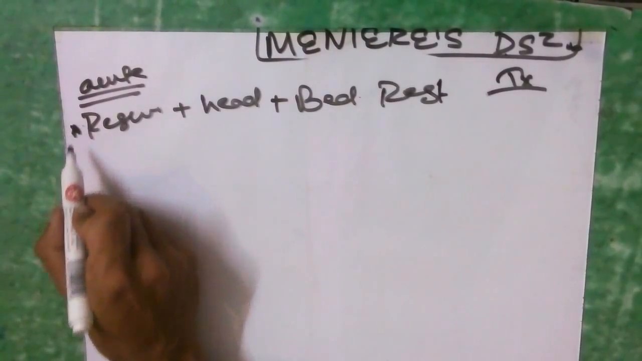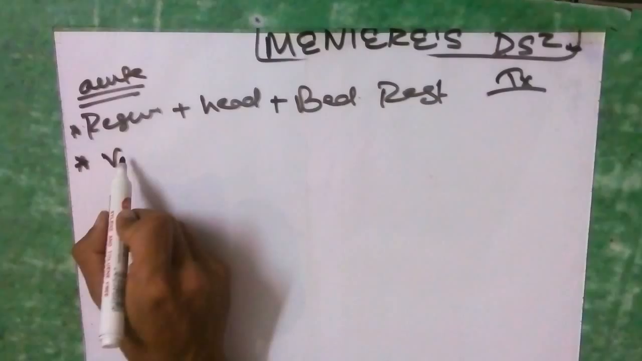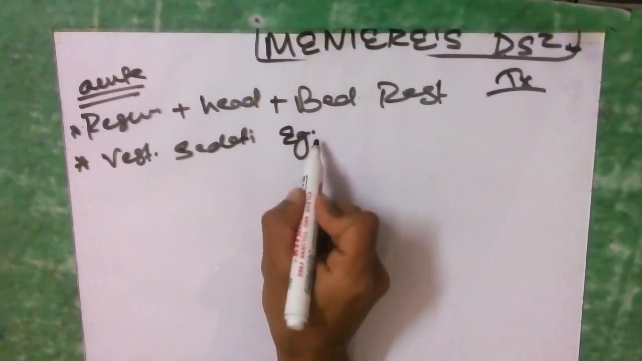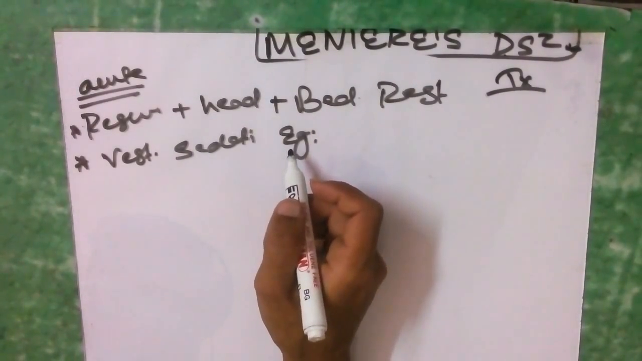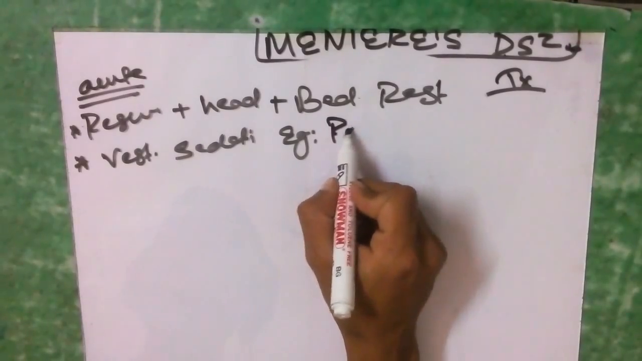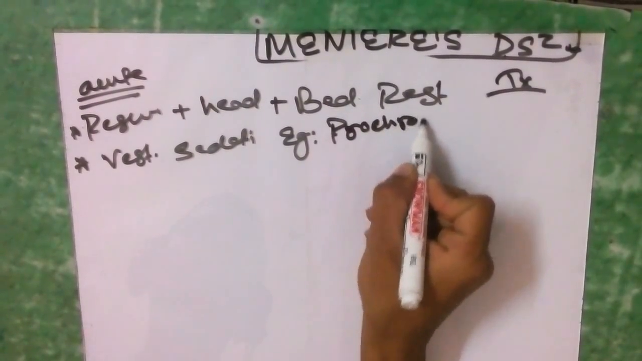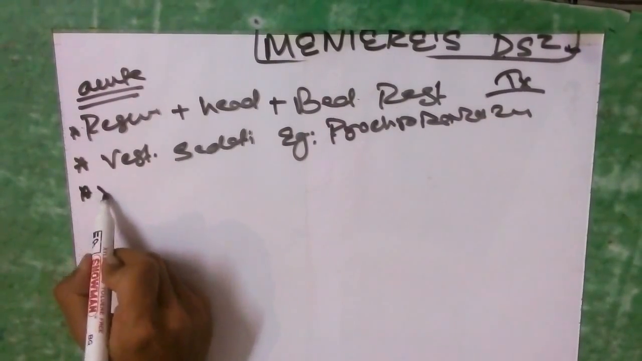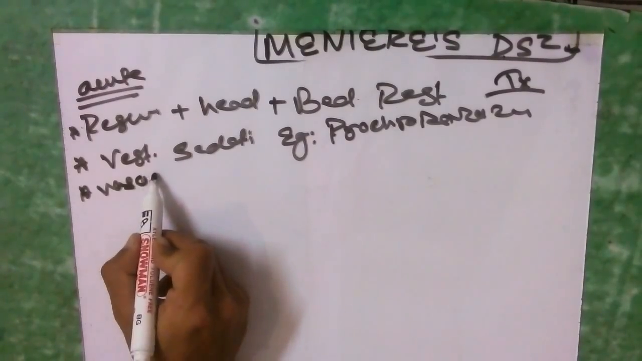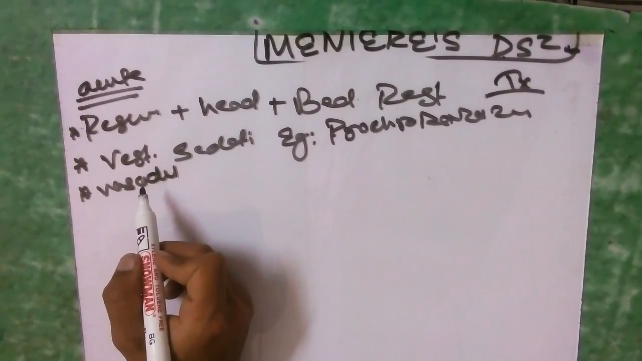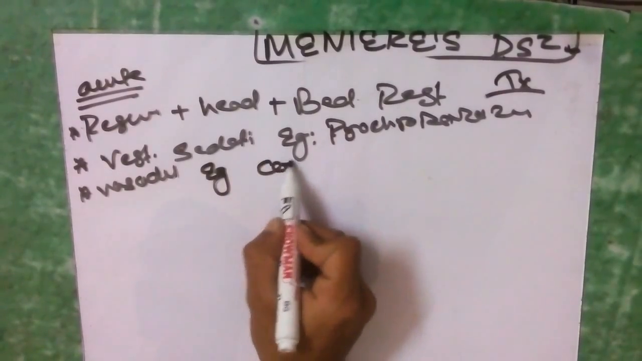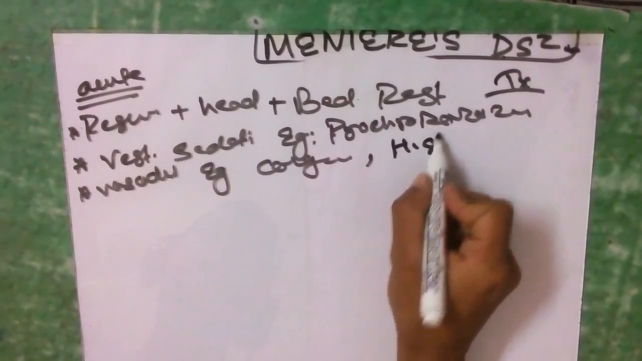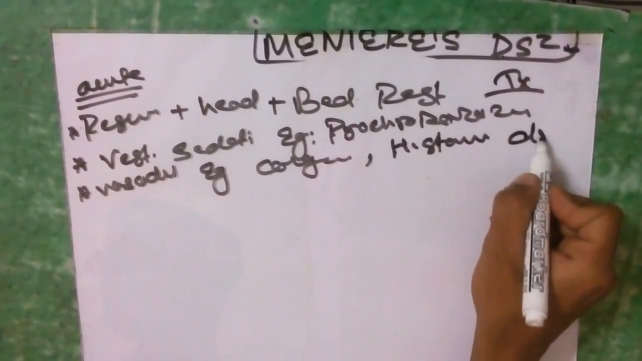After this, what are the drugs you will provide them? Then a vestibular sedative is given. And what are those? Example, prochlorperazine. You should remember at least one drug. Prochlorperazine is given to the Meniere's patient. Others could be vasodilators like carbogen or betahistine. Example, carbogen can be given, and a histamine drip can be given.